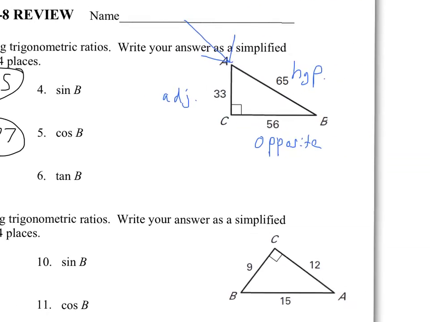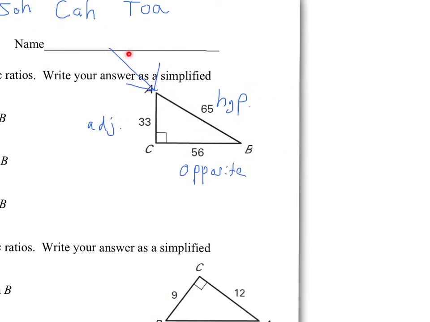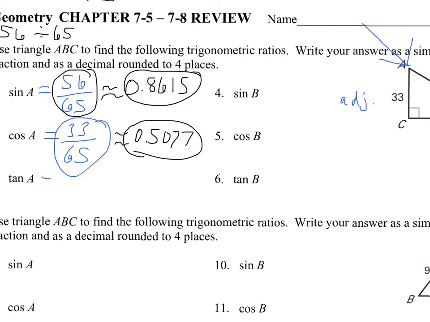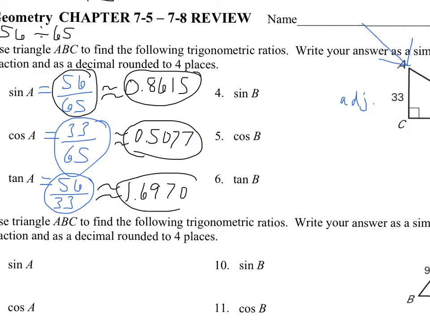Okay, tangent of A. From A's point of view, tangent is opposite over adjacent, so 56 over 33. And like the others, this can't really reduce, so you'll just divide 56 divided by 33. And when we round that, we get 1.6970 is what that would round to.